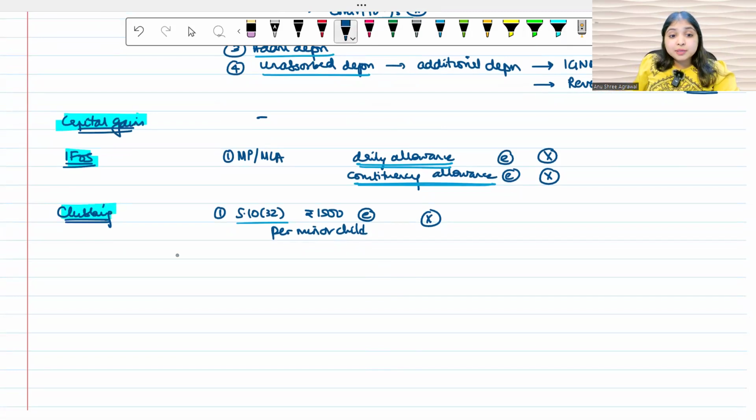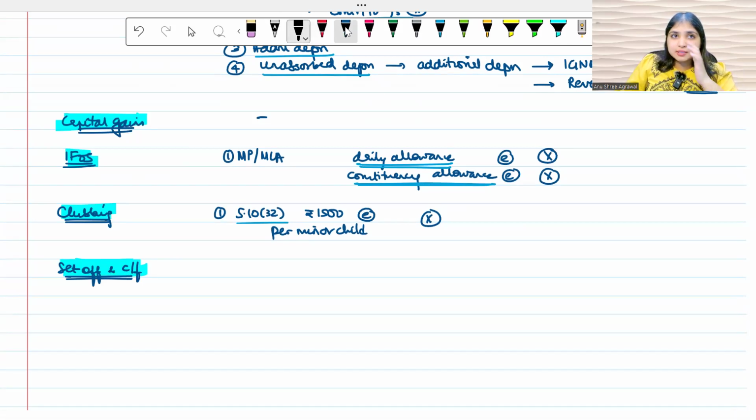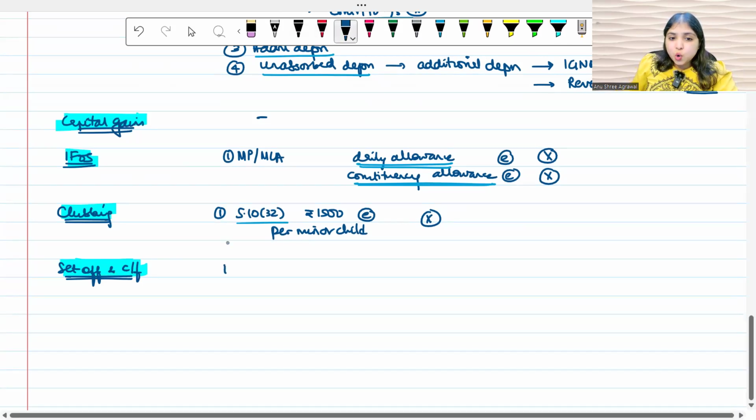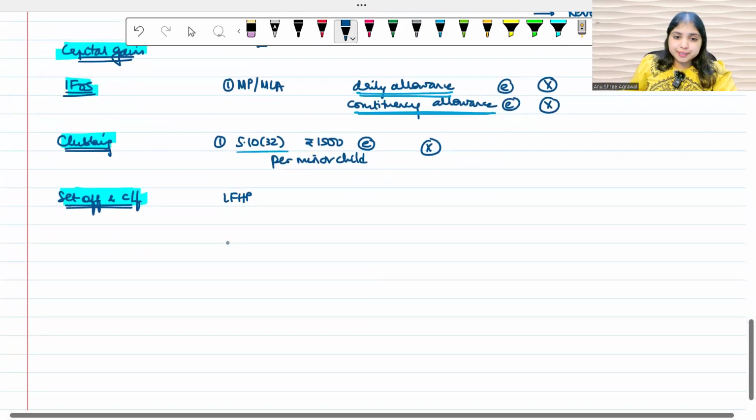Then after the clubbing chapter, we had learnt about set off and carry forward of losses. Now under this chapter, there's going to be only one small problem even over here. One small thing only. Easy, very easy. Listen to me, but very important. See, if your assessee is having any loss from house property, can the assessee do intra-head adjustment? Intra-head, as in if the assessee is having some other income from house property, can the assessee adjust?